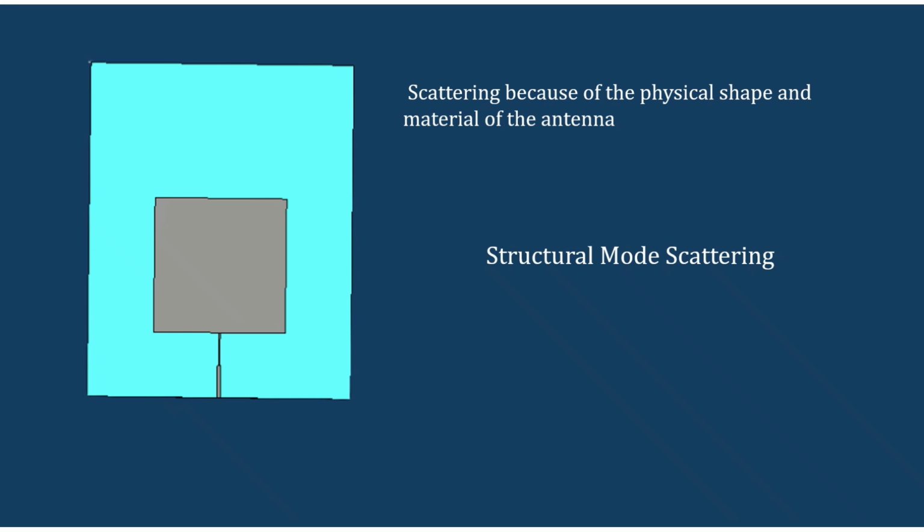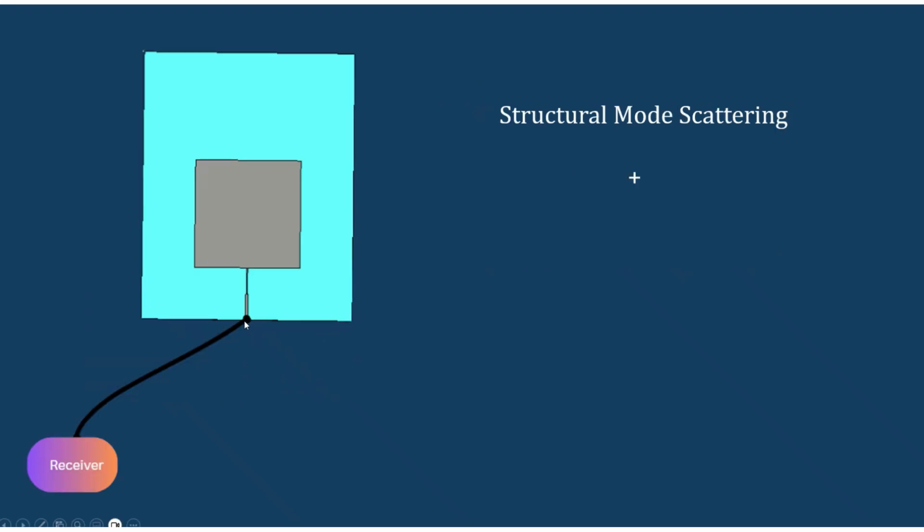But in the case of an antenna, these are specially designed structures to transmit or receive electromagnetic waves. So let's consider if this antenna is connected to a receiver system. This structure will be providing another sort of RCS. So let's see what is meant by that RCS. An antenna can provide structural mode scattering along with another sort of reflection when this antenna is connected to a receiver system. So let's get into more details about that.